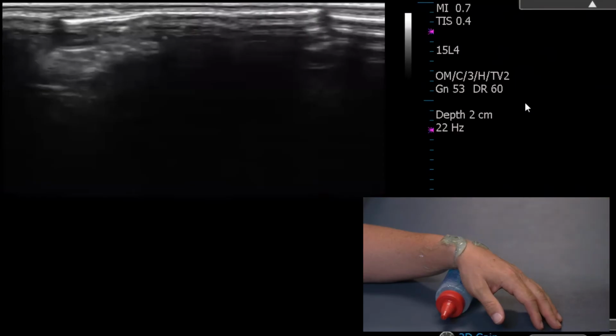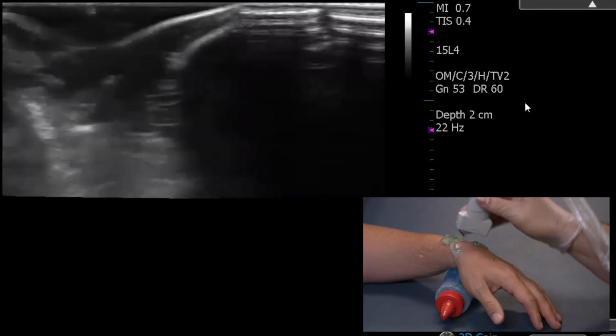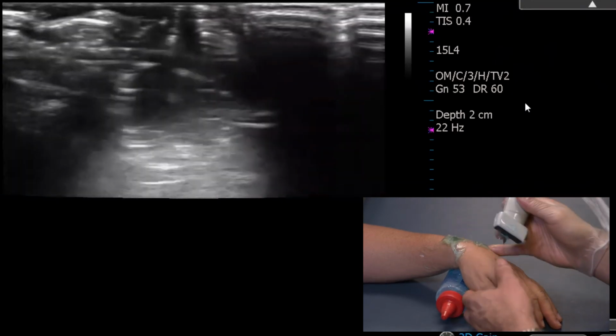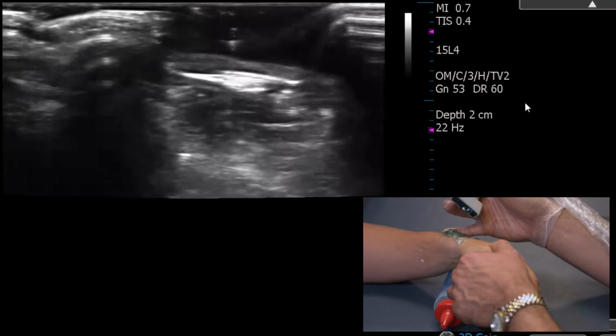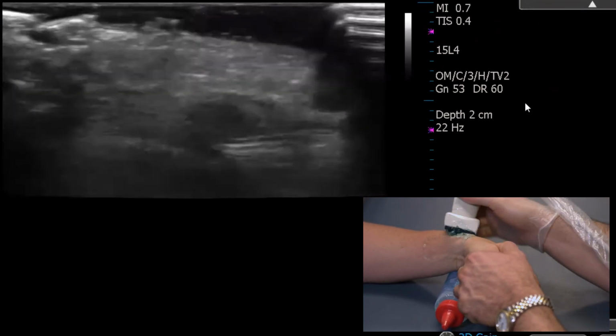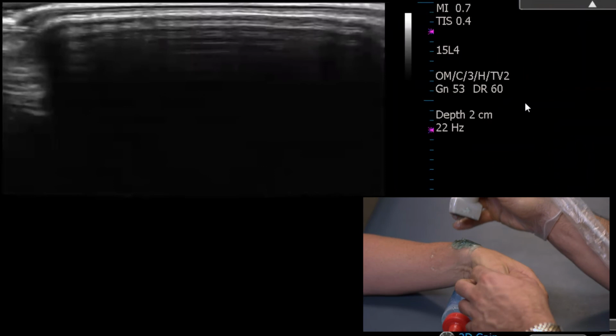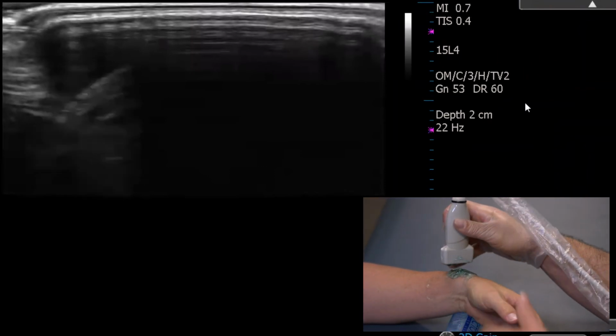Okay, so let's start with the dorsal wrist, and we will start by identifying the first dorsal compartment. So typically, patient position will help you out with these views. So I like to have them start with their wrist in anatomic neutral.